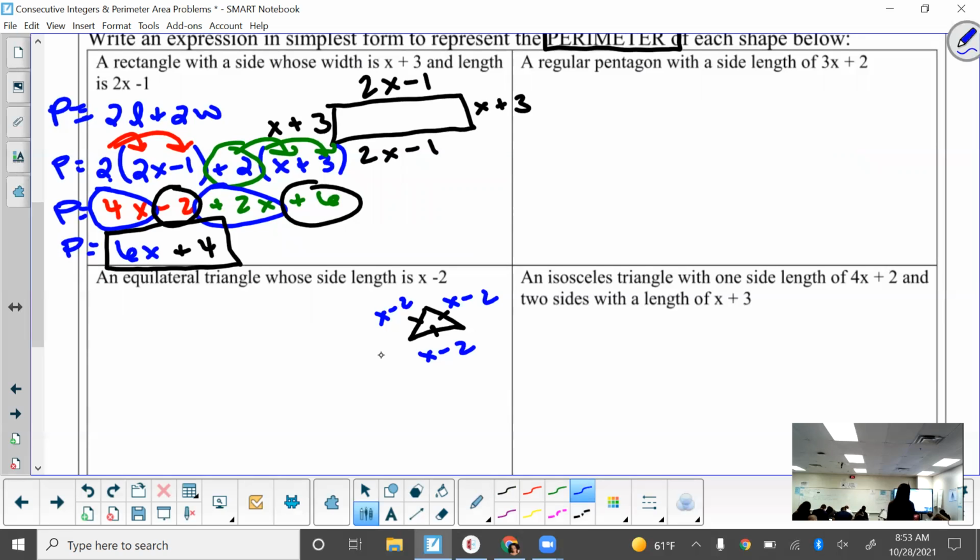All right, we're trying to find the perimeter. So I could put x minus 2 plus x minus 2 plus x minus 2, or how else can I write it?